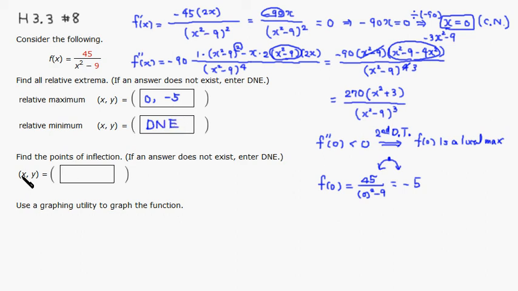Then find the points of inflection. If you set the second derivative equal to 0, you can see that this is never 0. The top is always positive because you have x squared, then you're adding a positive number and multiplying by a positive number. So this is never 0. So the inflection point does not exist.